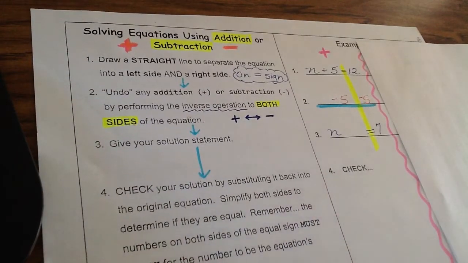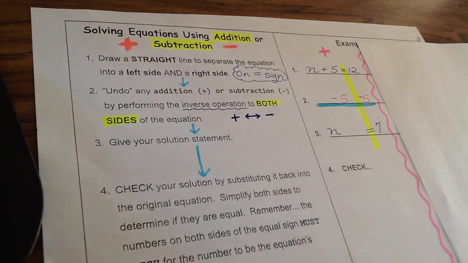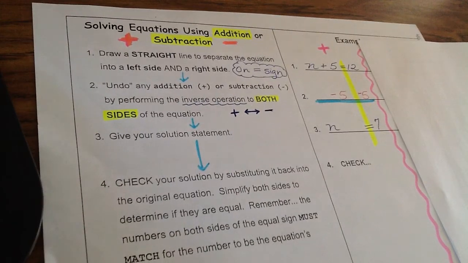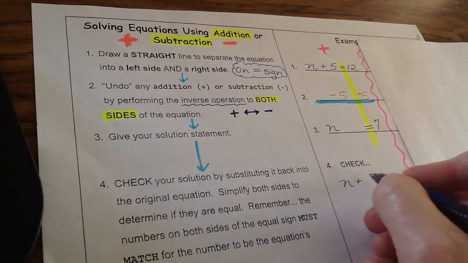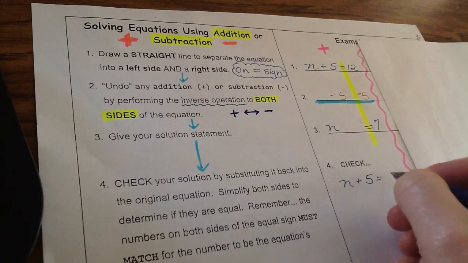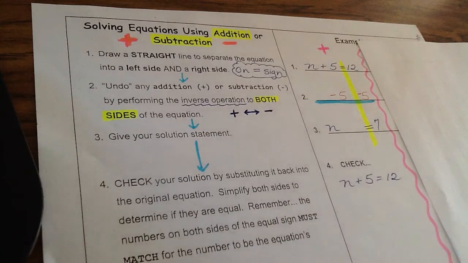The next part is the check. The check is also 3 lines. It says check your solution by substituting it back into the original equation. So the first line of the check is the question again. You're going to have a quiz on Thursday on this, and you're going to get a point for copying the question again as your first line of the check.